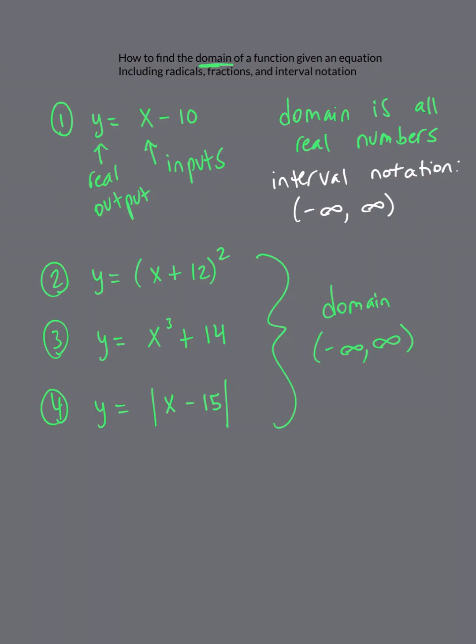So let's talk about the two things that can affect or restrict the domain. The first thing that can affect and restrict the domain are even roots, like the square root. Like if your function is y equals the square root of x, or the fourth root of x, or the sixth root of x. Because we know that the square root of 4 is 2, but the square root of negative 4 is an imaginary number, that is 2i. Check out my other video on imaginary numbers.